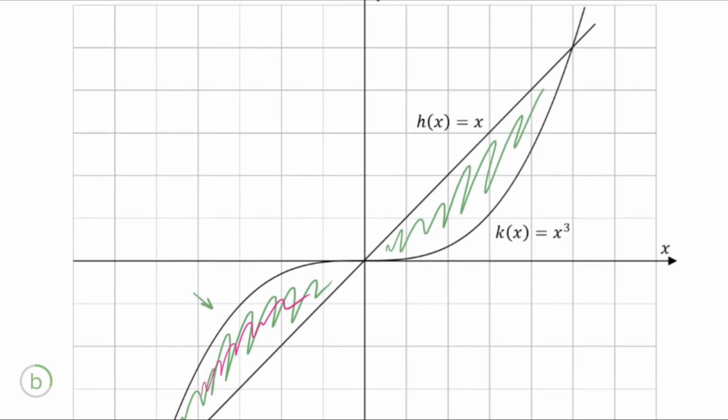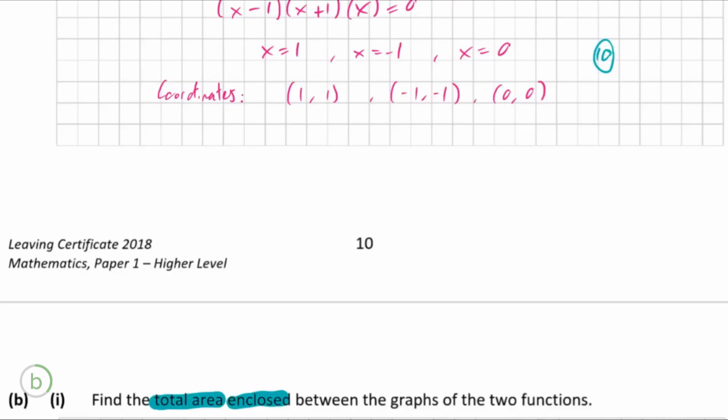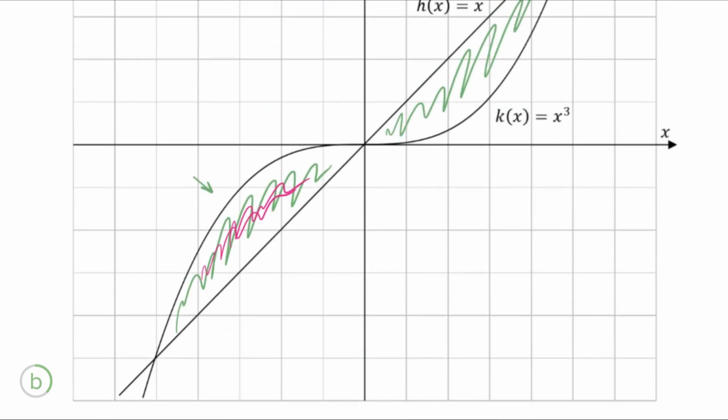And what we're going to do is integrate the area of x minus x cubed, but we're going to multiply that by 2 to account for this area down here. So therefore the area we're looking for is the area under h of x minus the area under k of x, all multiplied by 2, as we discussed when we're looking at the graph. So that's 2 times the integral of x minus x cubed dx, but we also need to identify our limits. So we're going to be integrating from minus 1, which is the point of intersection over here, which we found in part A, to 0, which is this point.